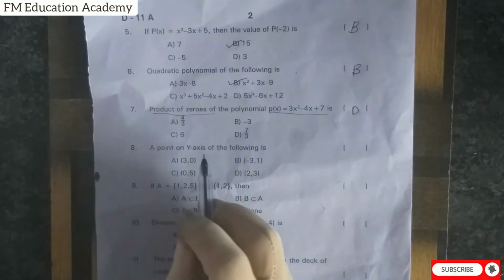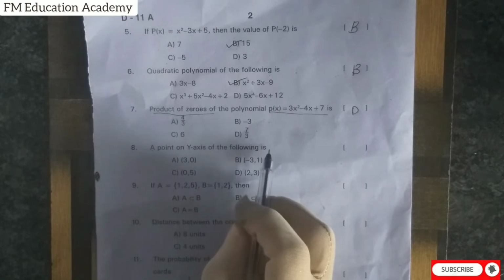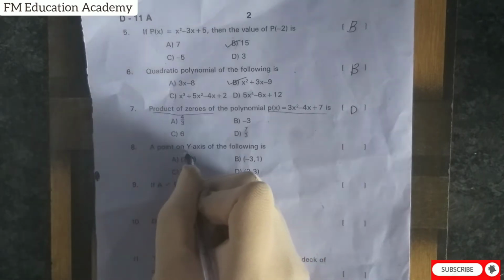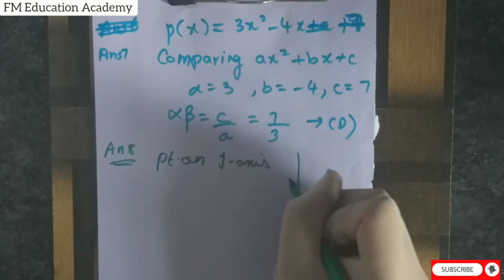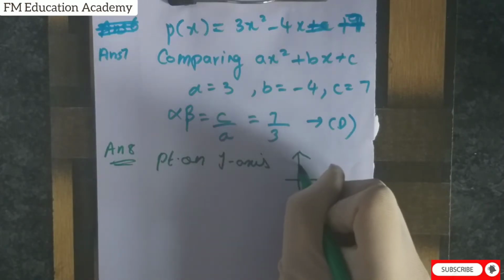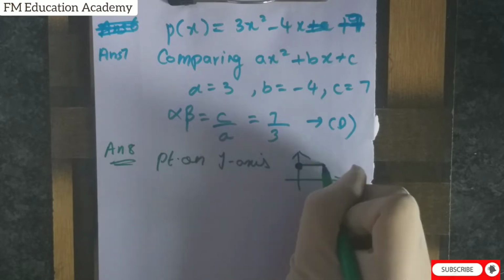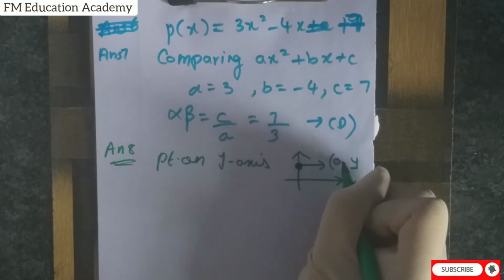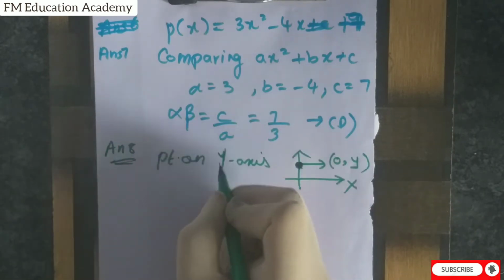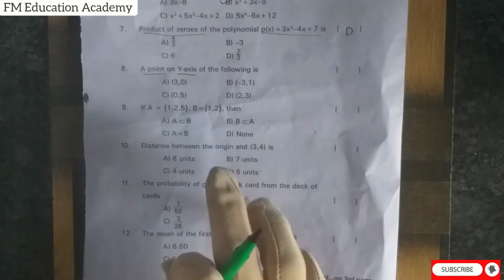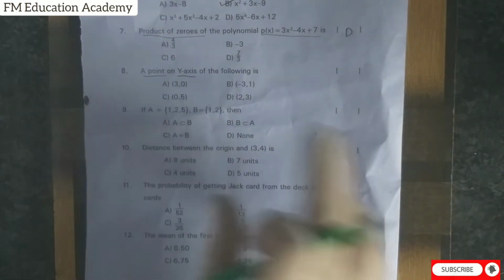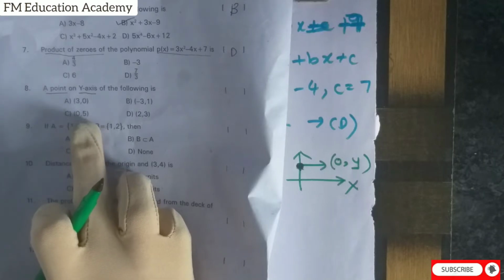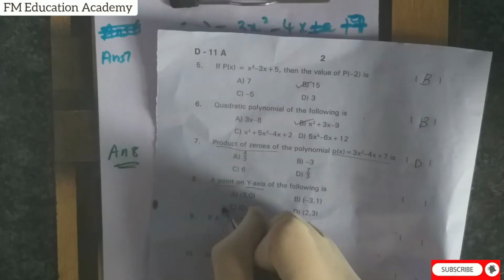Eighth question, a point on y-axis of the following is. Observe all the options. Whenever a point is there on y-axis, suppose this is my x-axis and this is my y-axis, the y-coordinate should be there, and since it is lying on y-axis, the x-coordinate should be 0. So the point on y-axis should be of the form 0, y. In this option, C only satisfies 0, y.